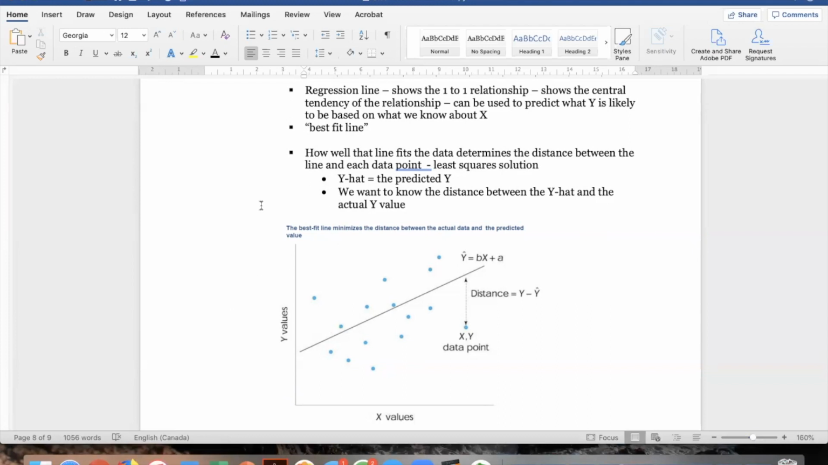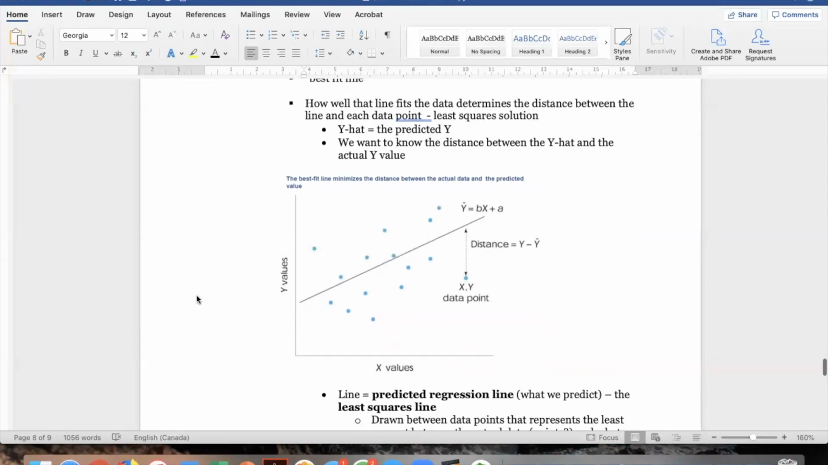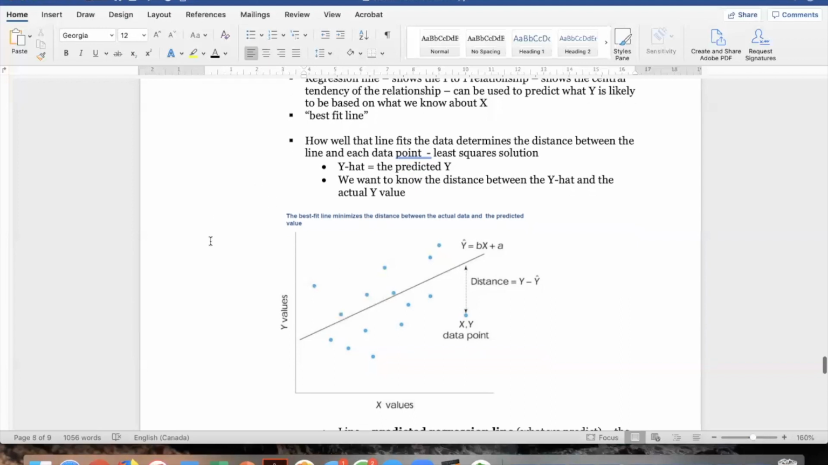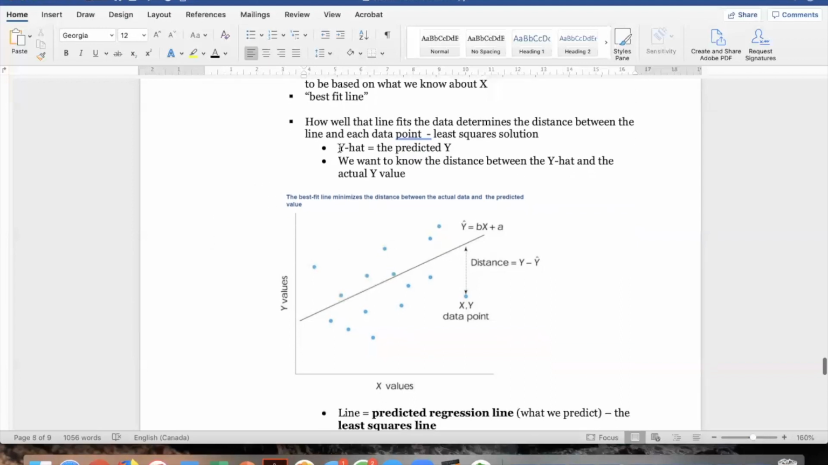It's also called the line of best fit. Don't worry about calling it Y hat or predicted Y. Oh, wait, actually, sorry, you do need to know that. So this is a way of measuring how well the line fits the data.